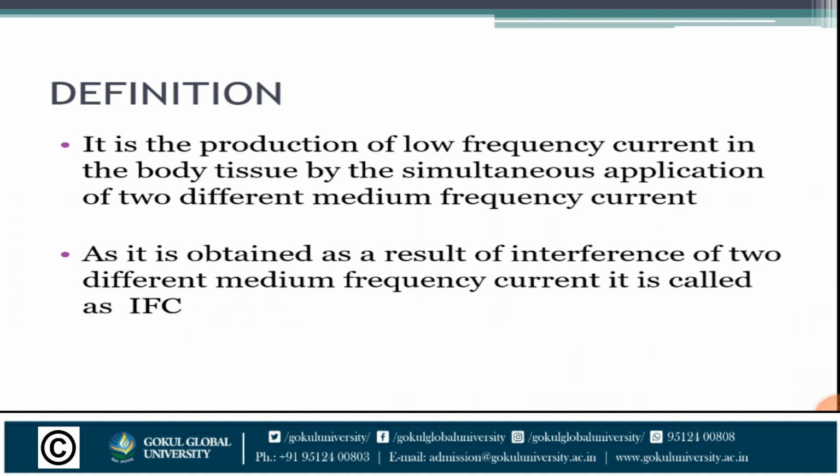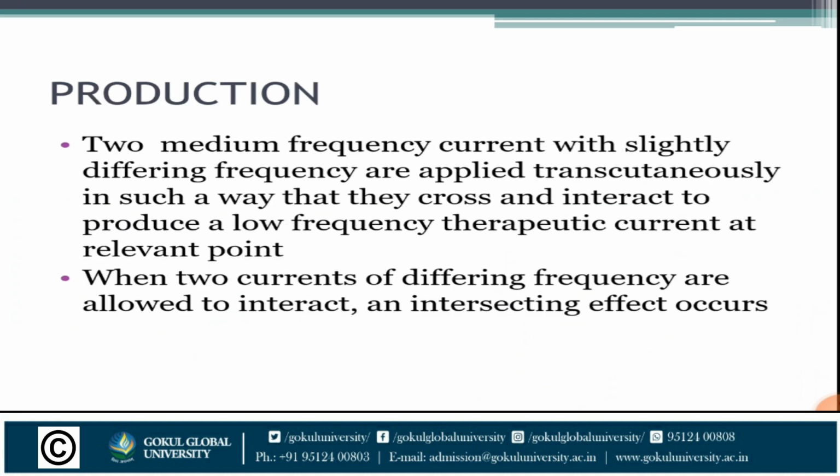It is the production of low frequency current in the body tissue by the simultaneous application of two different medium frequency currents. As it is obtained as a result of an interference of two different medium frequency currents, it is called an interferential current. So by using medium frequency currents, there is a production of one low frequency current.